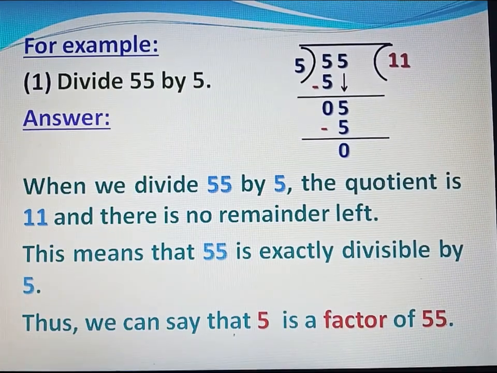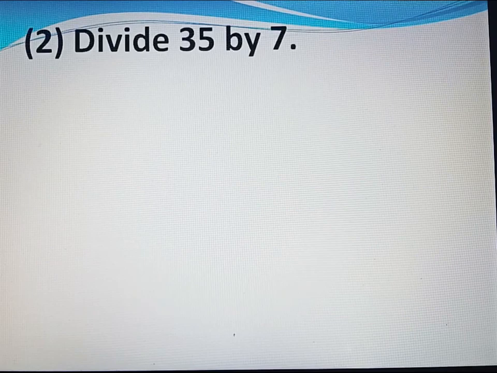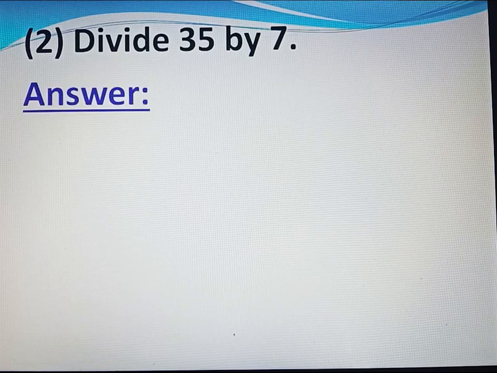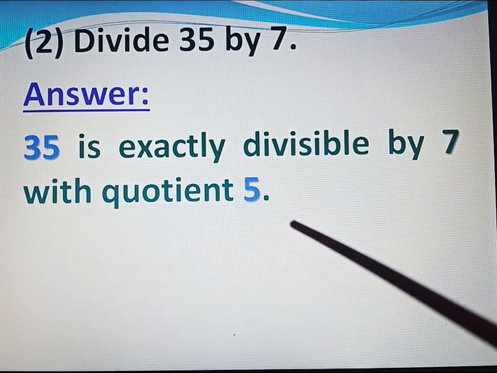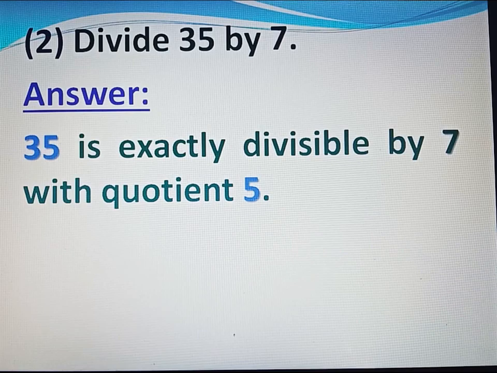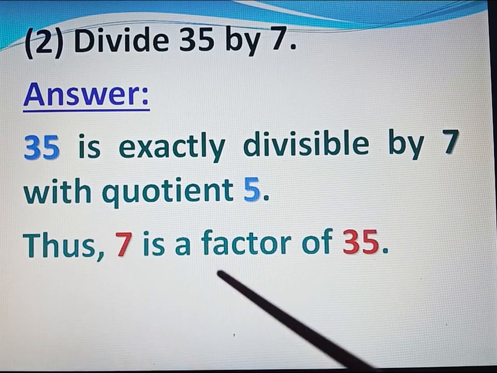Now question number 2. Divide 35 by 7. We will divide 35 by 7. After division, see answer, 35 is exactly divisible by 7 with quotient 5 and remainder 0. Thus 7 is a factor of 35.